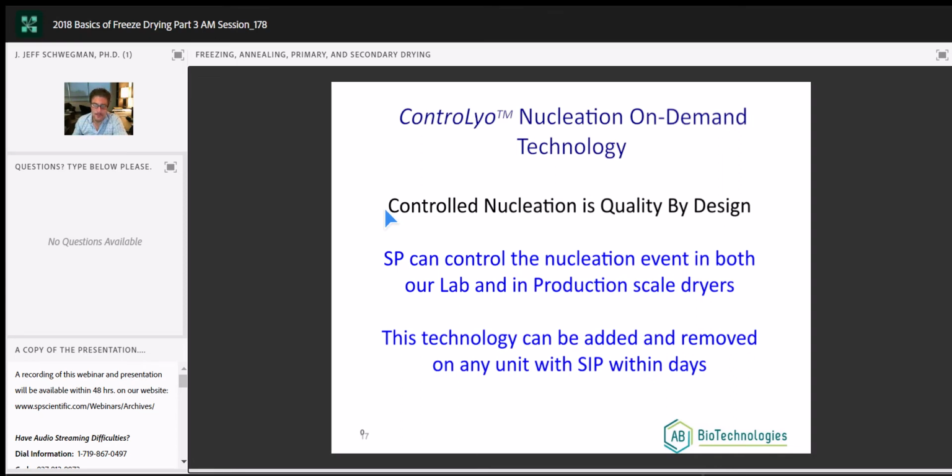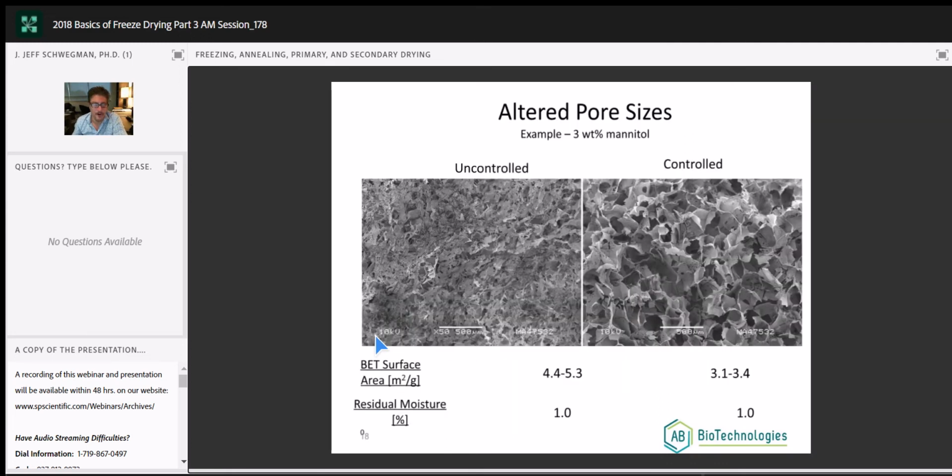This is beautiful, okay? This technology can be added and removed on any unit with SIP within days. So it's basically, as long as you have a sanitary port of a certain size, you essentially just bolt this thing on. It's an inlet and pressure relief valve. There's nothing to it. Now you have to add the software portion of it, but it's not like you've got to completely retrofit your freeze dryer to add this technology. It's a quick bolt on. Then you'll have to go through your normal IQ, OQ, all that validation protocol, but again, very non-invasive in regards to retrofitting a freeze dryer, assuming it's a pressure vessel.